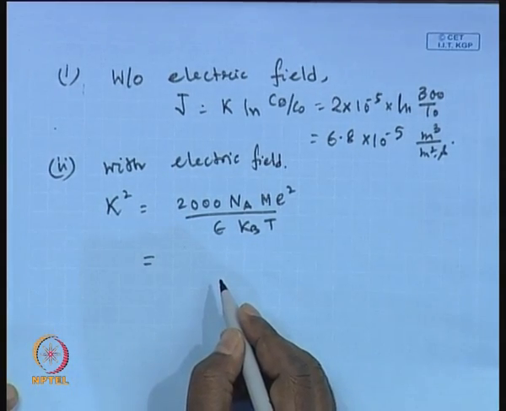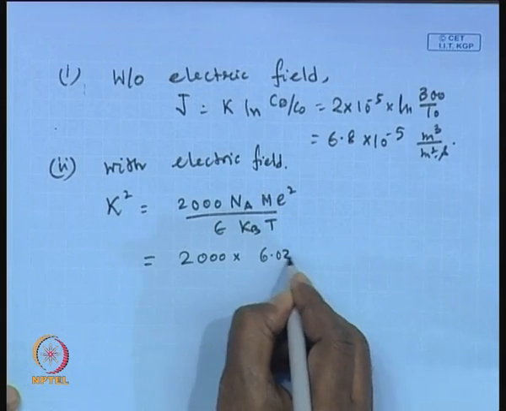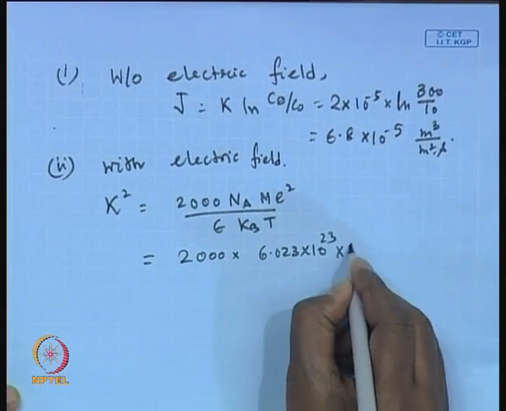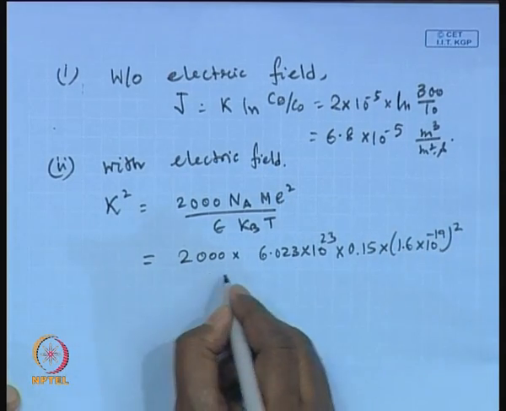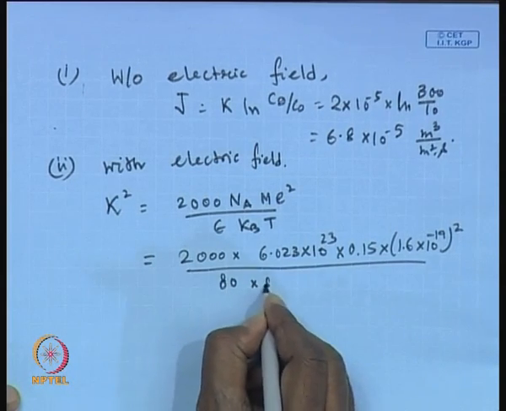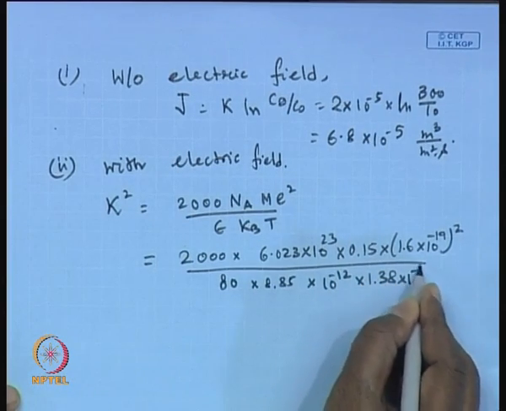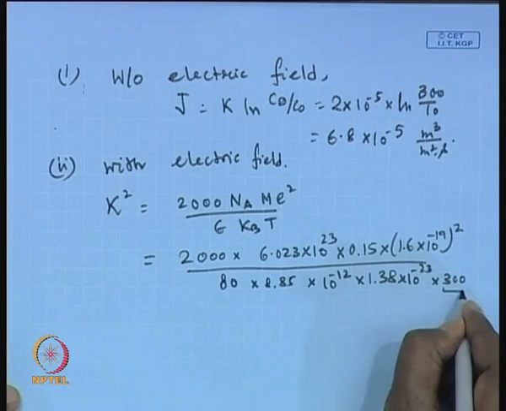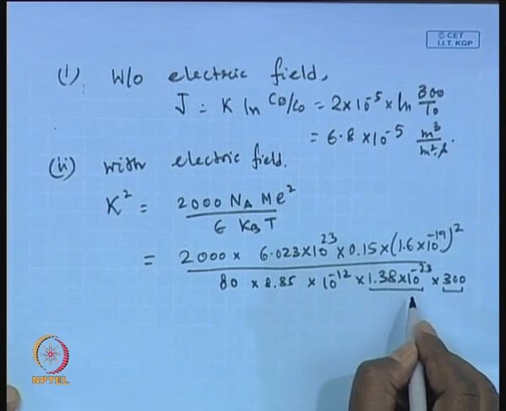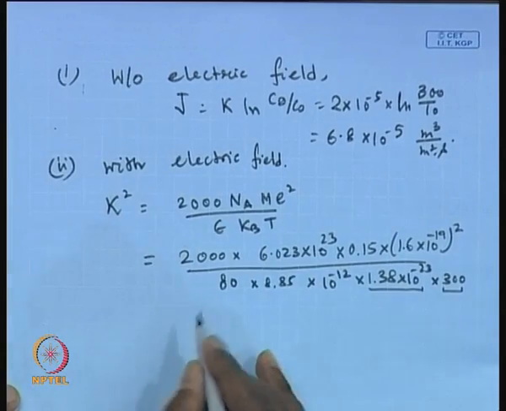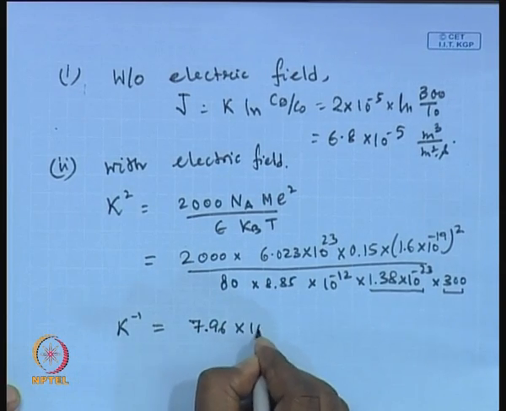Now, if you put all the values here, this becomes 2000 into 6.023 into 10 to the power 23 into 0.15 into (1.6 into 10 to the power minus 19) square, divided by 80 into 8.85 into 10 to the power minus 12 into 1.38 into 10 to the power minus 23 into 300. 300 is the temperature, that is 27 degrees centigrade, so it is 300 Kelvin, and 1.38 into 10 to the minus 23 joule per Kelvin is the Boltzmann constant. So kappa inverse turns out to be 7.96 into 10 to the power minus 10 meter.